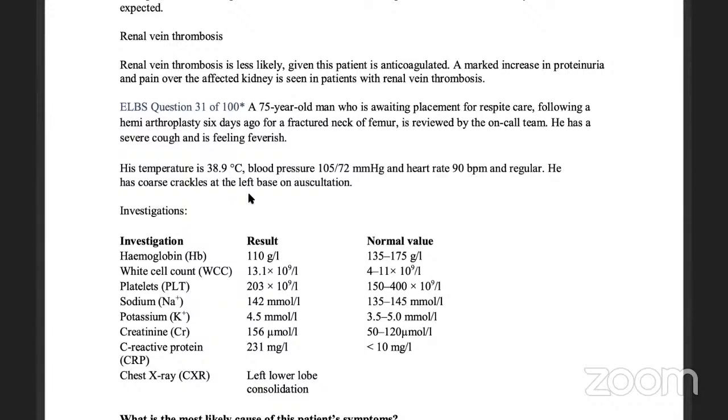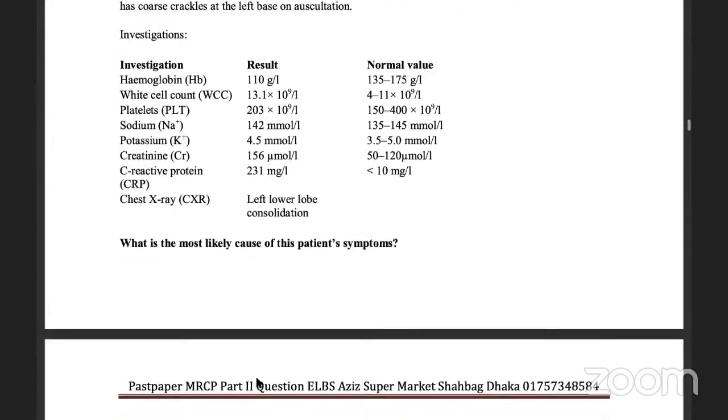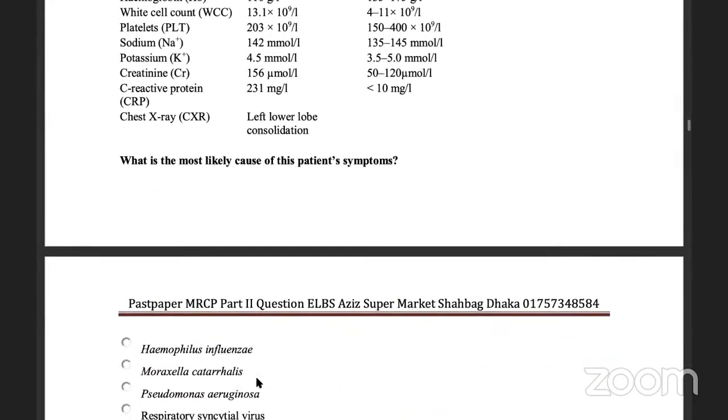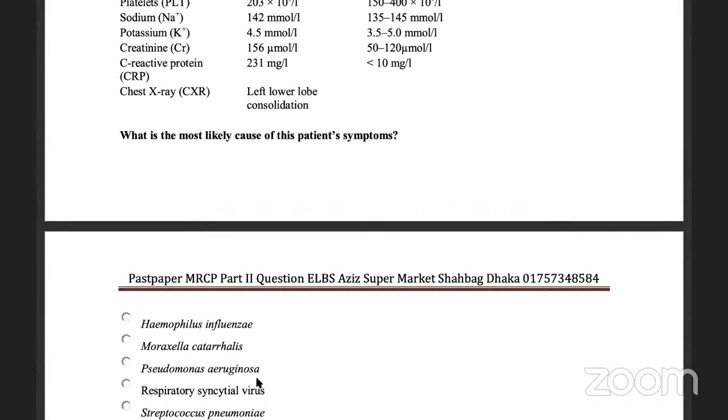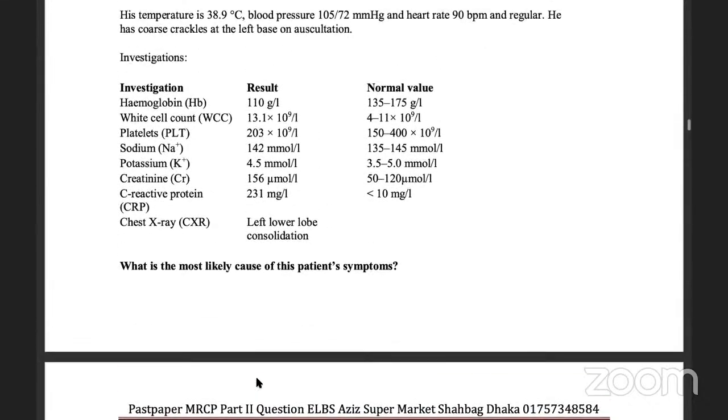So here, creatinine 156, CRP raised, X-ray left lower lobe consolidation. What is the most likely cause of his symptoms? Haemophilus influenzae, Moraxella, Pseudomonas, respiratory syncytial virus, and Streptococcus pneumoniae.